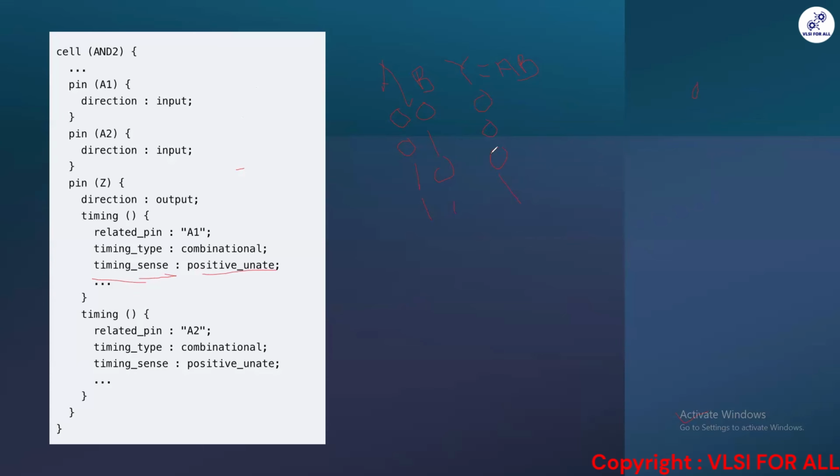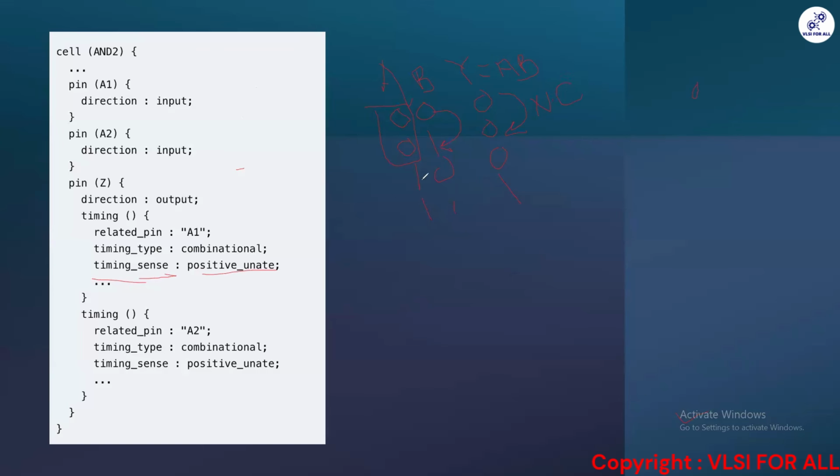Now, to understand unateness, let's say I am keeping A constant at 0. A is not making a transition, it is stuck at 0. Now B is making a transition, going from 0 to 1, so the combination moves from 00 to 01. Is the output making any transition? No. Earlier 0, now also 0. This is what is called no change.